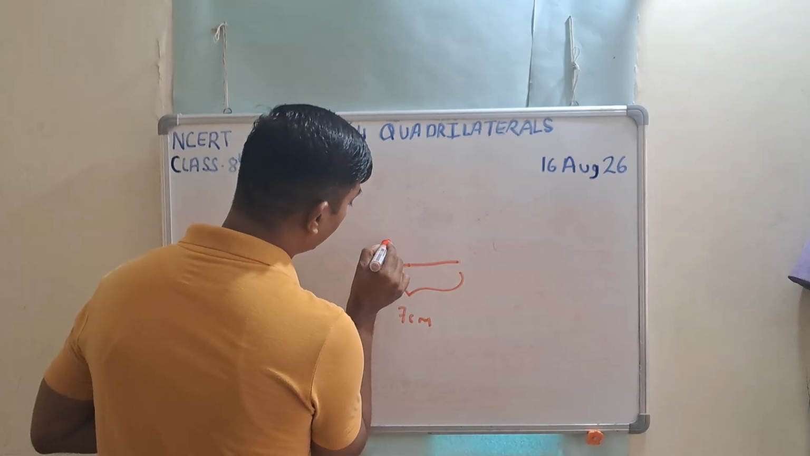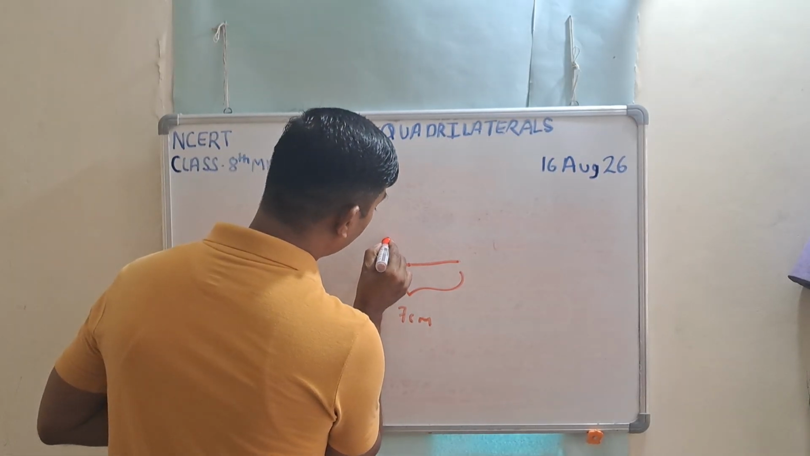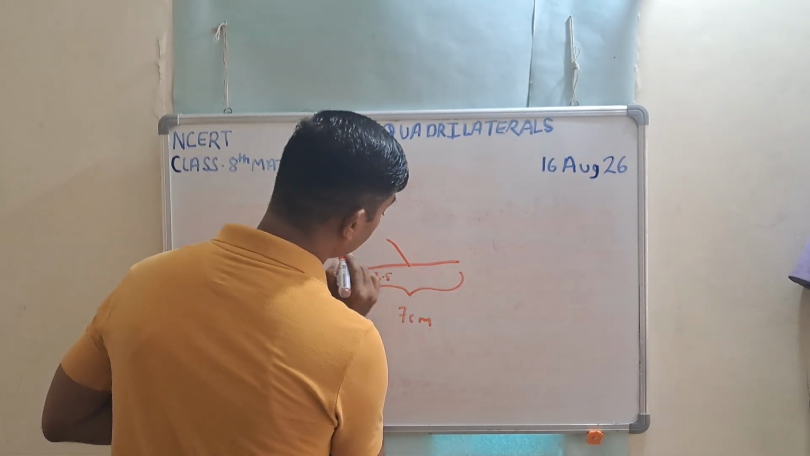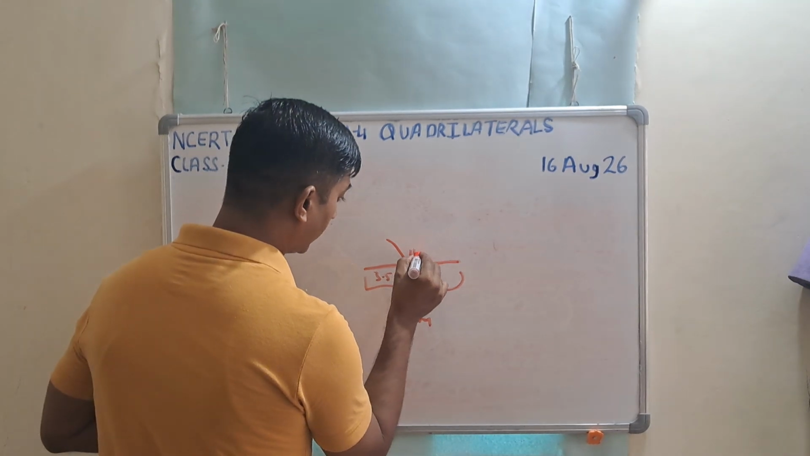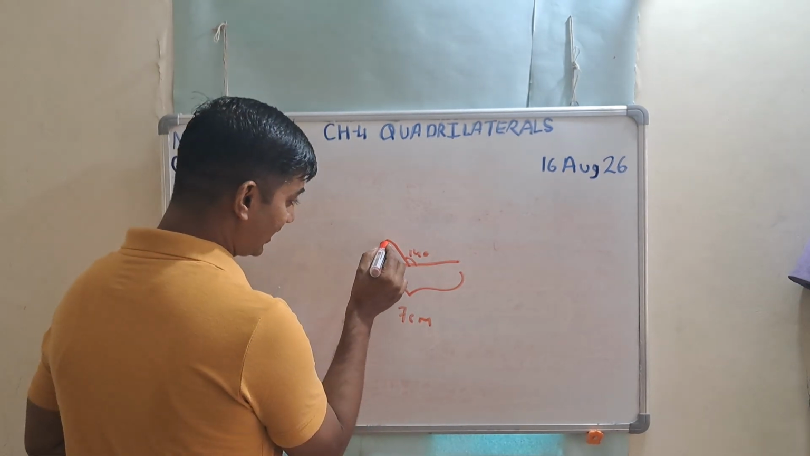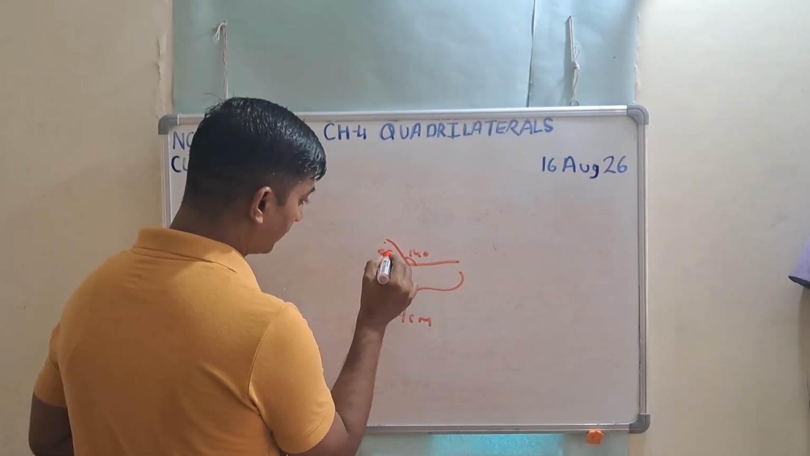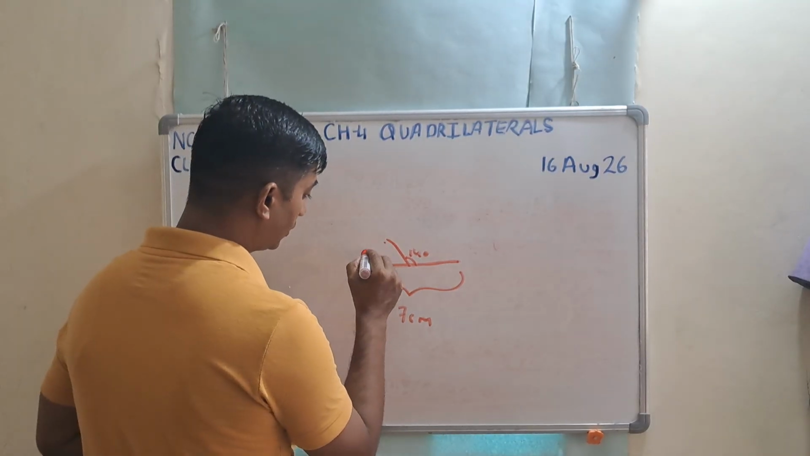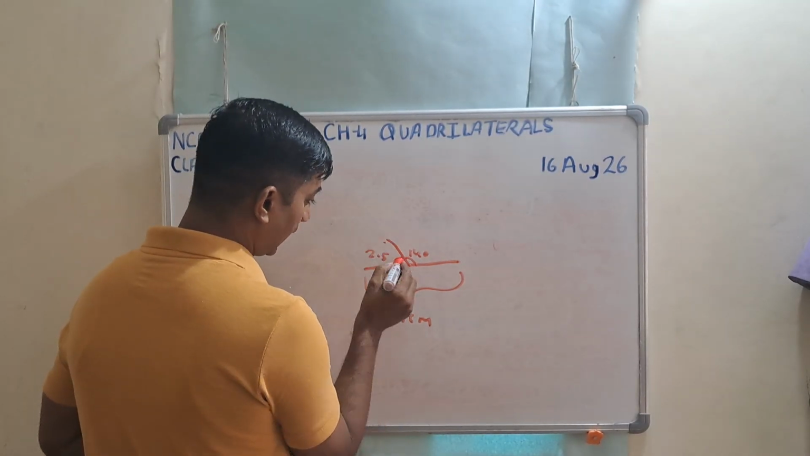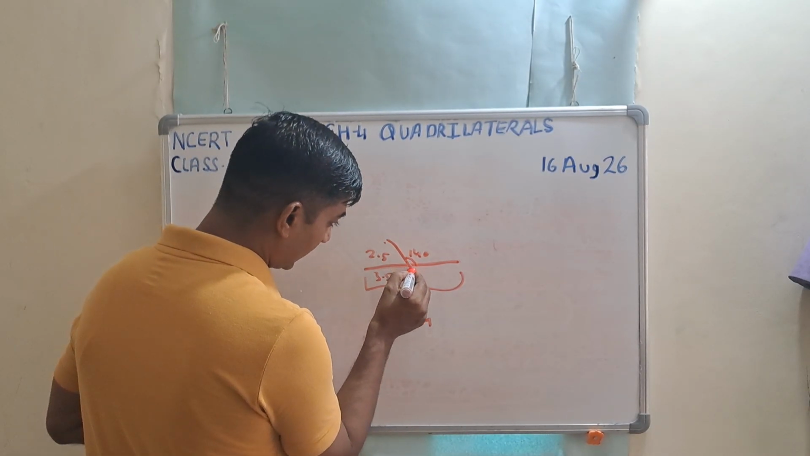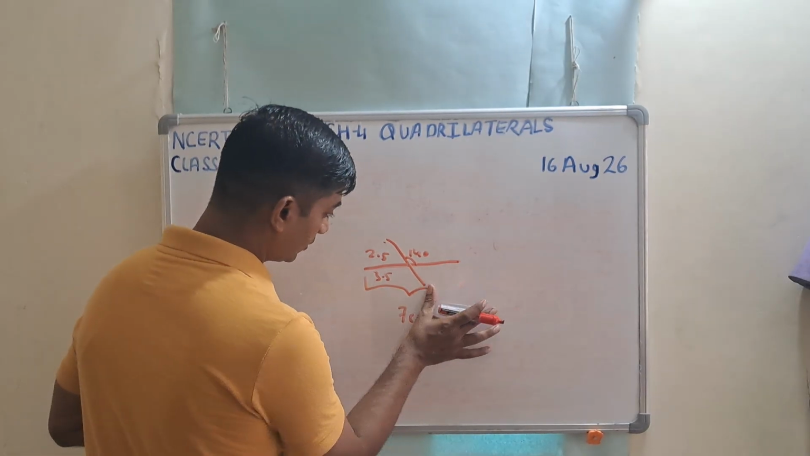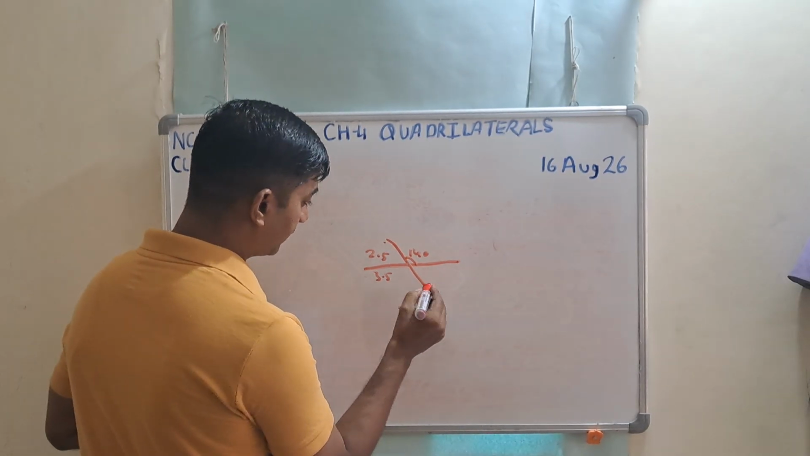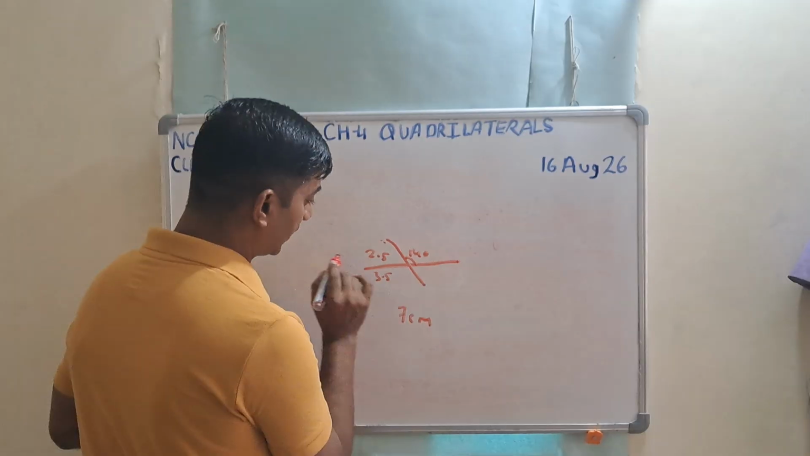Understood? From here draw an angle of 140 degrees, and this length should be 2.5. Understood? 2.5, and then extend it to the complete length 5. So this complete length is 5.